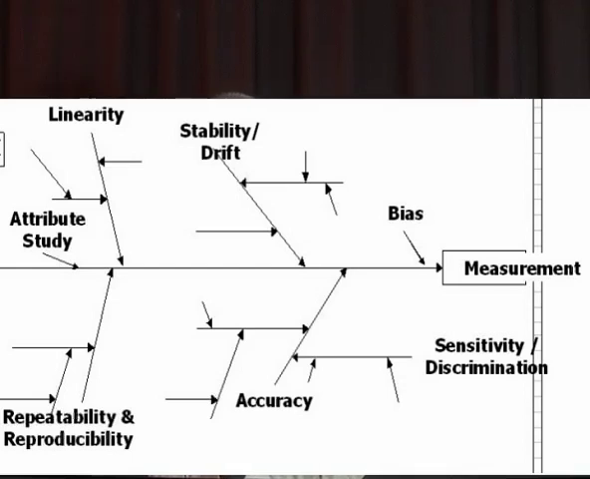Now they have something called sensitivity and discrimination. For them, sensitivity is defined as the smallest difference that the instrument is able to detect and display. So it's something like the least count.